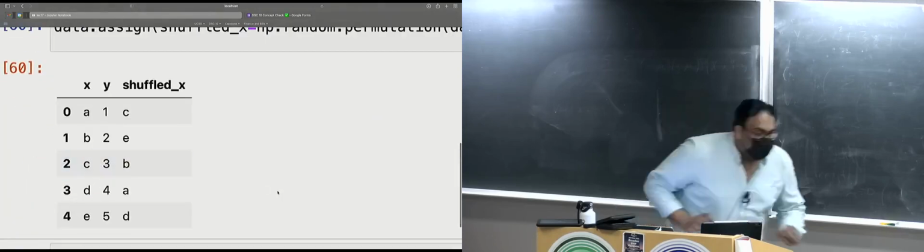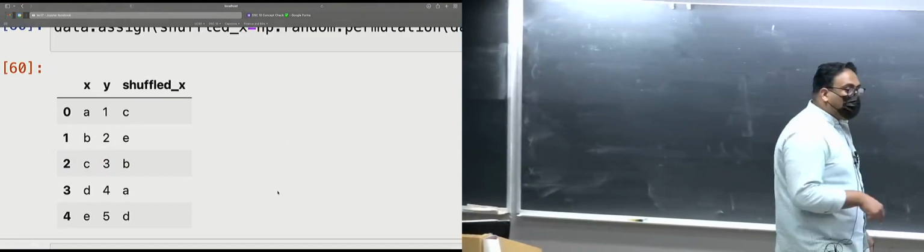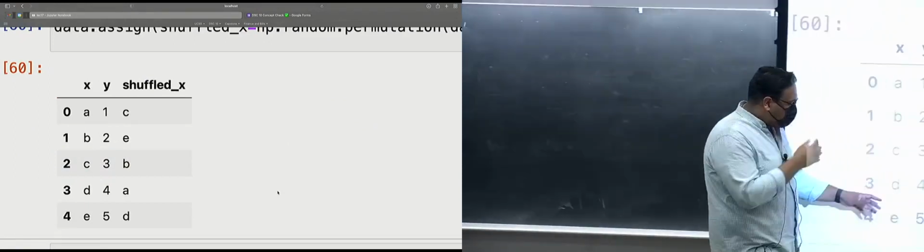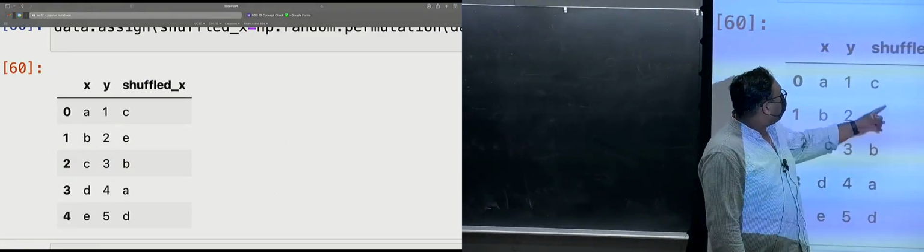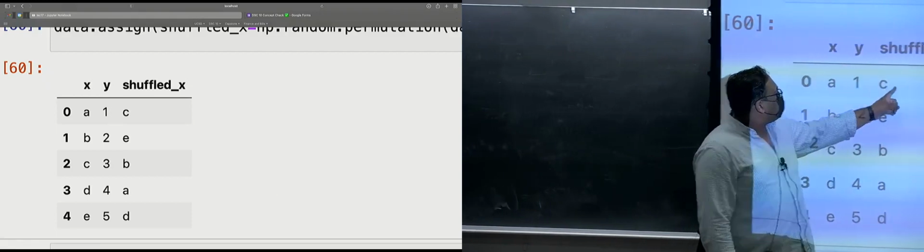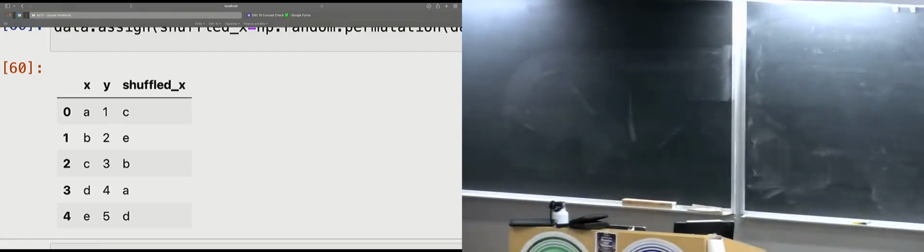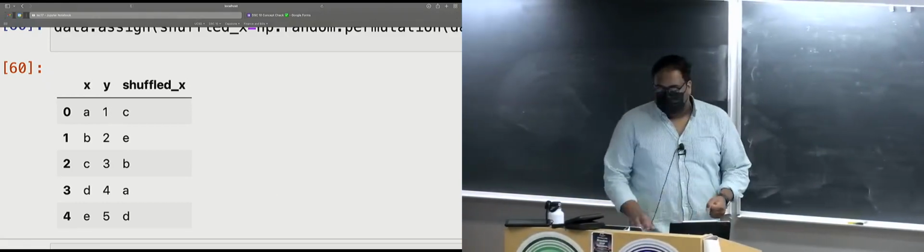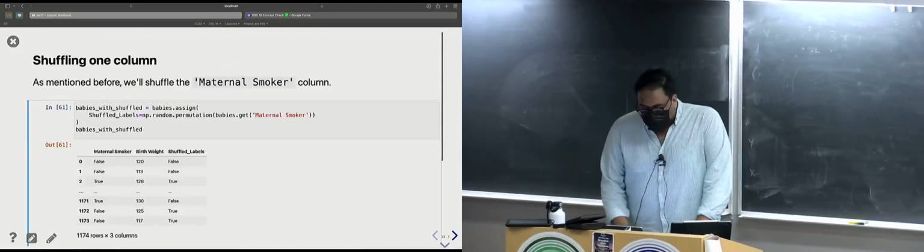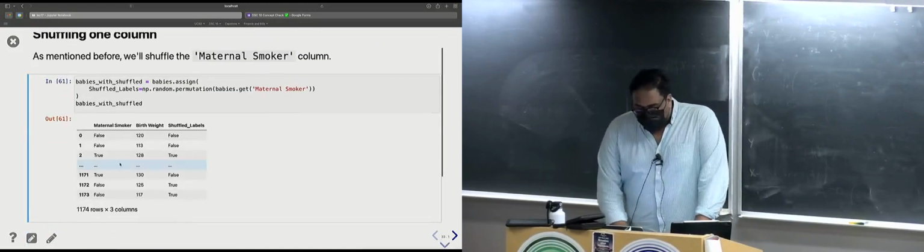And now, if I look at the last 2 columns, I've accomplished my goal. I kept the y's in place, but I shuffled the x's. So now, y 1 corresponds to C instead of A, and 2 corresponds to E, and 3 corresponds to B. Okay, so np.random.permutation is what we will use to shuffle 1 column of a data frame. Okay? And so we're just going to do the same thing here too, right?